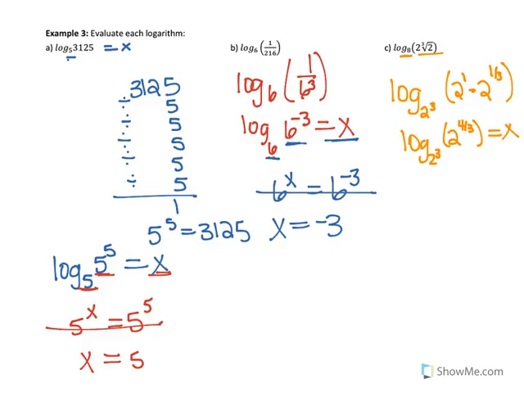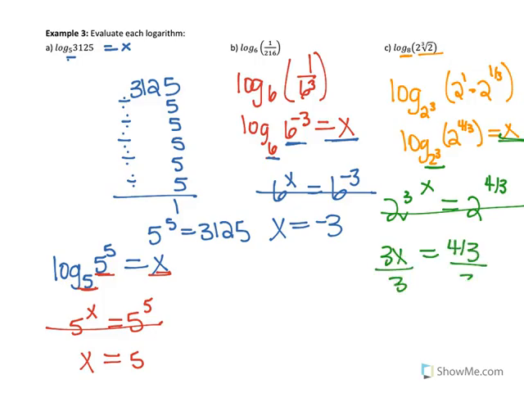So now I want to think about it as 2 to the power of 3 to the power of what equals 2 to the power of 4/3. Cancel out my bases. I have 3x is equal to 4/3. Divide both sides by 3, and I get that x is equal to 4 over 9. So that one had a little bit more steps than the last one.